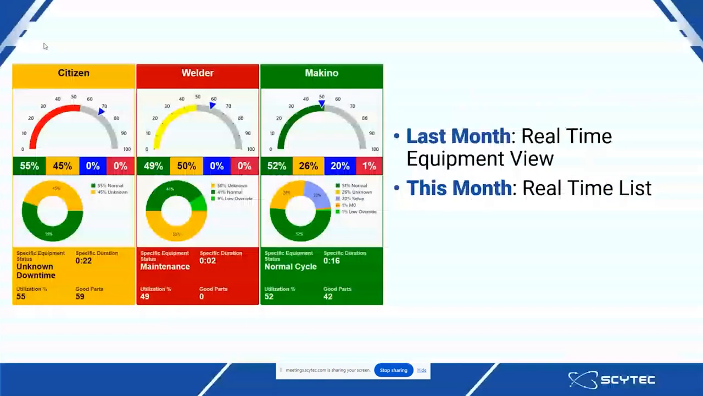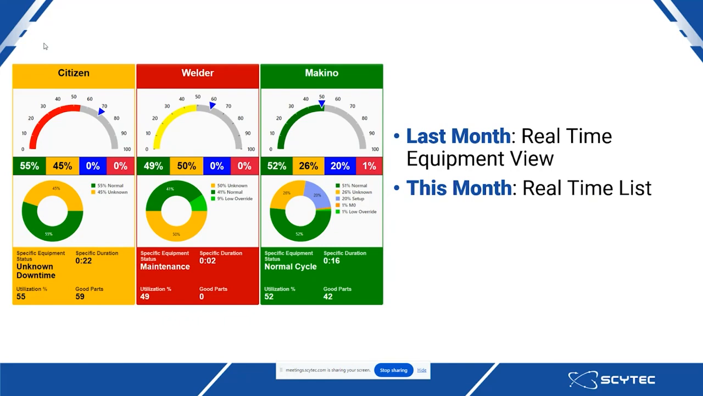Now, last month, we talked about the real-time equipment view, which is one of our main real-time dashboards. And you're looking right now at the equipment view, where you can see three different kinds of machines. We have a Citizen, a welder, and a Makino. At the top, that little gauge that you see there is the utilization gauge, and that little blue triangle that you see is a utilization target determined by a user, for, we want to see that Citizen over there in that left corner.